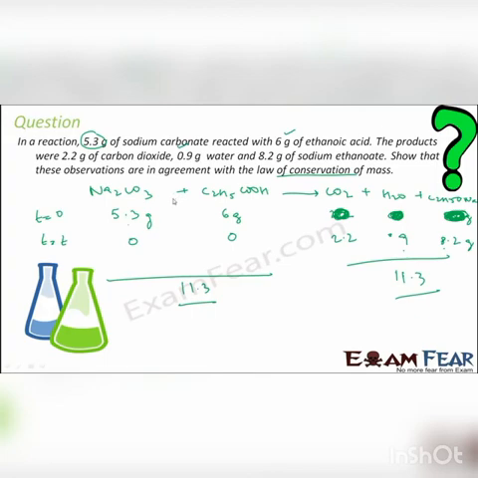So the law of conservation of mass says that matter can neither be created nor be destroyed. So in this case, we started with 11.3 gram and we have 11.3 gram.